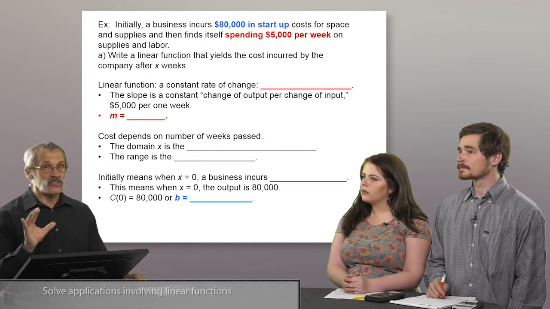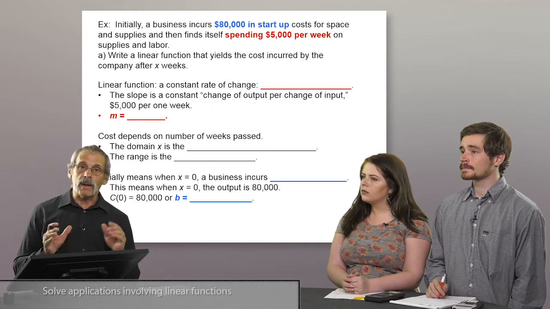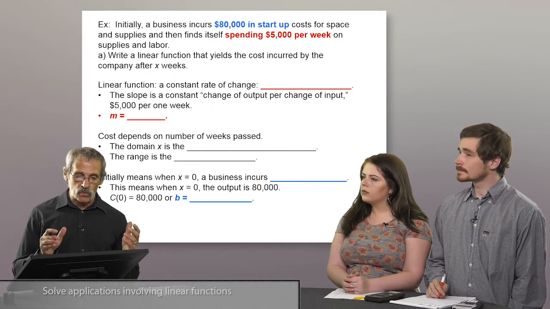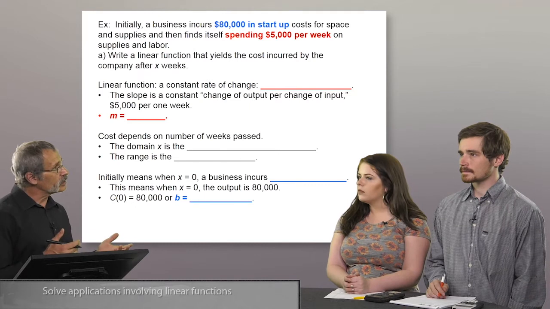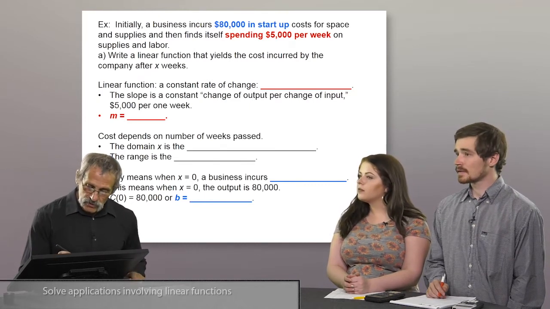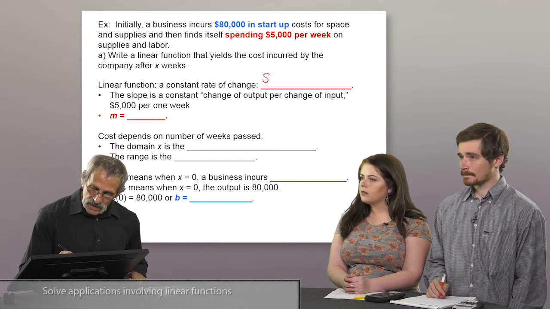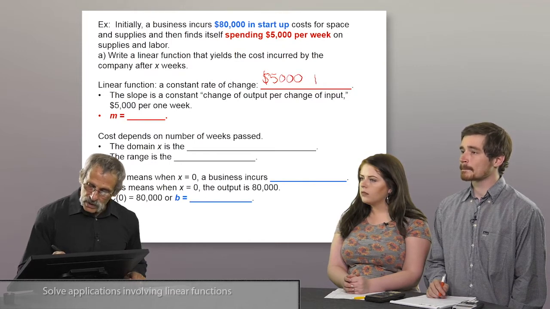Now, when I look at this exact same problem, I'm going to ask you to see if you can come up with the constant rate of change. Where do you see a rate of change here? Is it the 5,000 per week? Very good. So that is a change of $5,000 for each week. So I'm just going to write that in. 5,000 per week. I'm just going to abbreviate week. Is that okay?